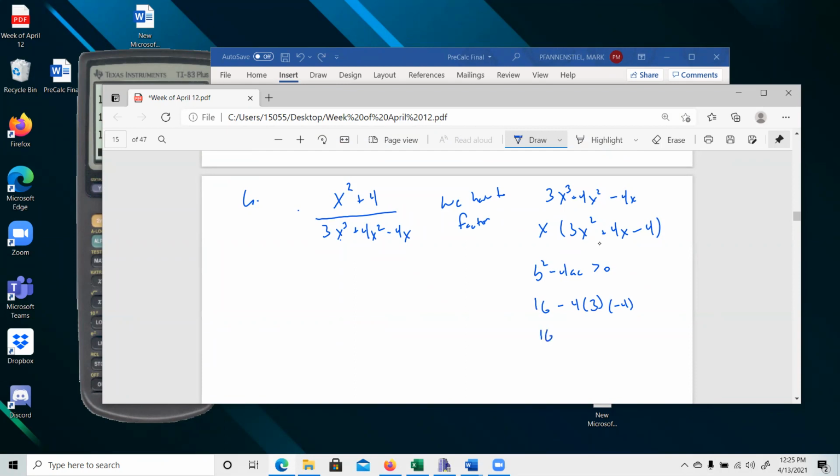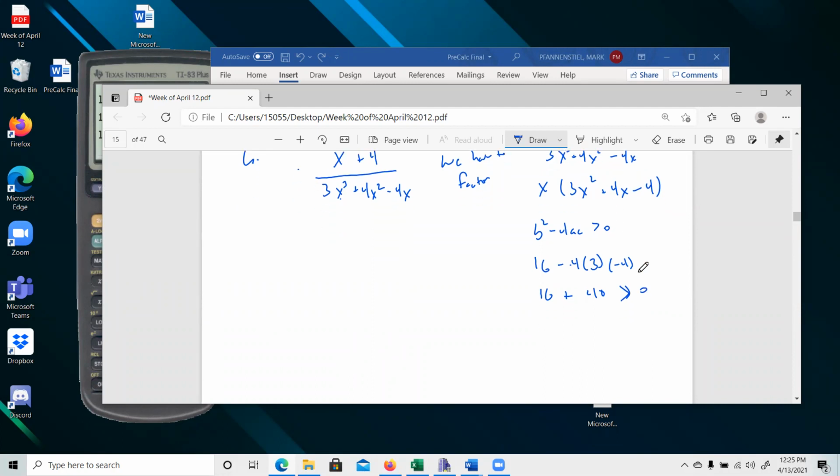So we're going to have 16 minus a minus, so that's a plus. And we're going to have, what is this, 12 times 4 plus 48. I'm pretty confident that 16 plus 48 is a number greater than 0. Okay. So you could continue here and use the quadratic formula to actually get an answer. Okay, I'm just going to go ahead and factor this.